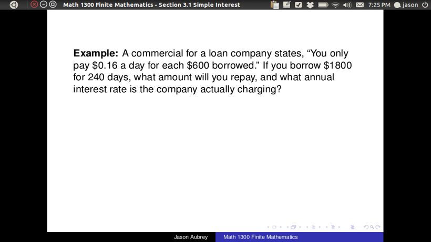So in 240 days, you're going to pay back the loan. You need to know how much you have to pay. Obviously you're going to pay back the $1,800 plus whatever interest is accrued. And then the question is, if you were to do that, what would be the annual interest rate for this loan?